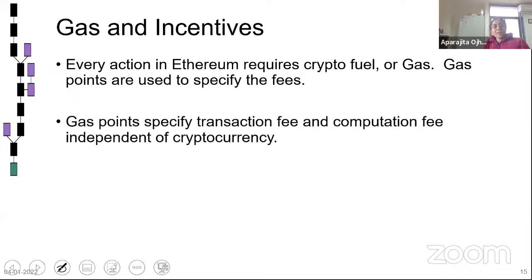Now, what is gas? Gas points specify the transaction fee and computation fee independent of cryptocurrency. Just as I told you, for cooking something you require this much amount. I often give this example of construction projects. Suppose somebody has to build his house, right? He has got, say, 50 lakh rupees. Nowadays, 50 lakh rupees may be required to build a house. Suppose I want to build a house, I can take a loan, I can afford 50 lakh rupees, right?